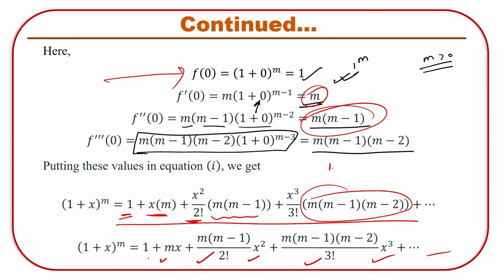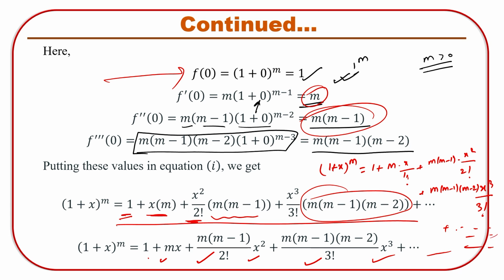So, in a simple way we can define this as: 1 plus x to the power m is nothing but 1 plus m into x by factorial 1, plus m into m minus 1 into x square by factorial 2, plus m into m minus 1 into m minus 2 into x cube by factorial 3, and plus so on, right. So, that is quite easy to do.